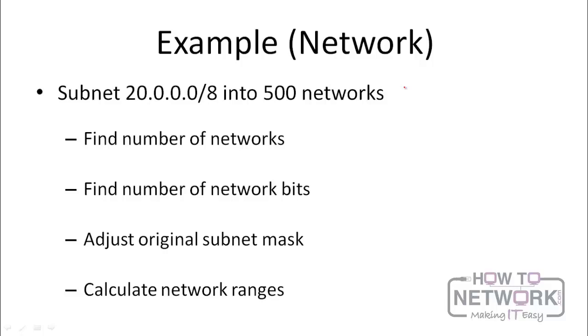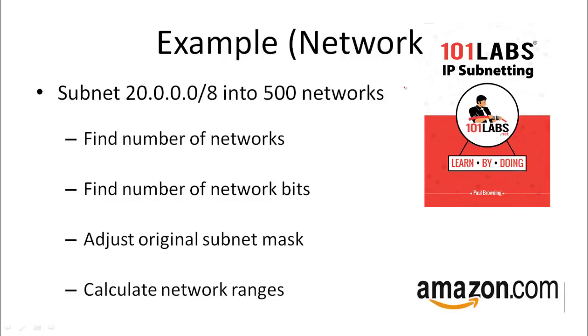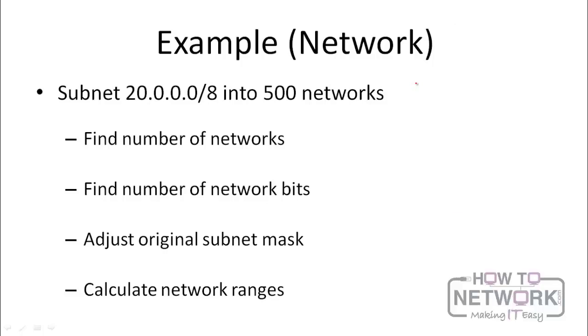In this question, we were supposed to subnet the network 20.0.0.0/8 into 500 networks. Remember, in the last example, we looked at a Class C network and tried to subnet it into some smaller networks. So we're going to use the same approach to subnet a Class A network. So we have 20.0.0.0/8. What does a /8 mean? A /8 network means that the subnet mask is 8 ones and the rest are zeros.